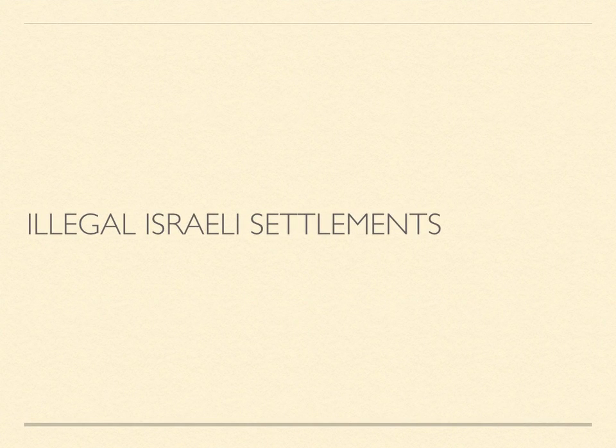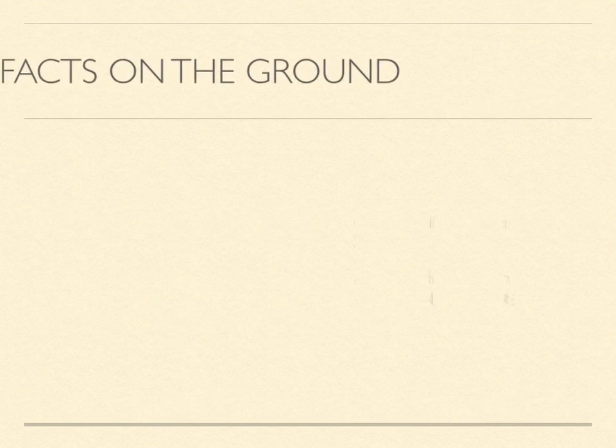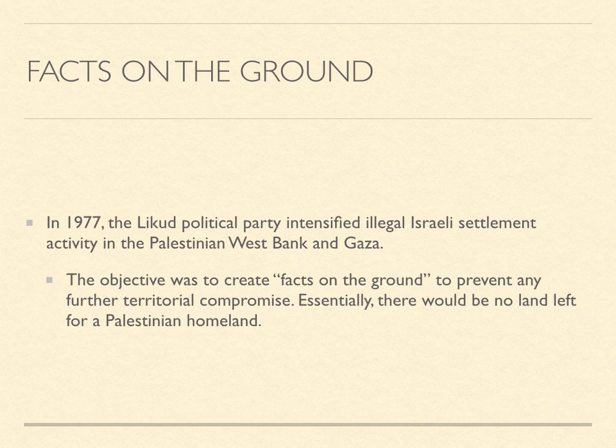Illegal Israeli settlements. Facts on the ground. In 1977, the Israeli Likud political party intensified the building of illegal Israeli settlements in the Palestinian West Bank and Gaza. Now, these were occupied territories, occupied by Israel, and according to international law, you can't build Israeli settlements on Palestinian territory. That would be against the rules.